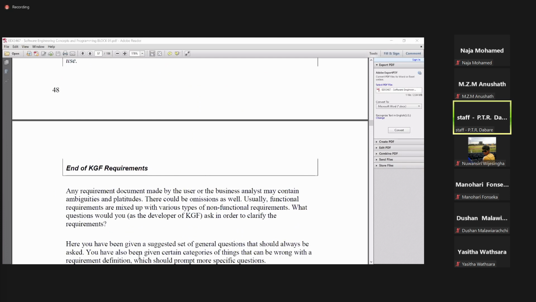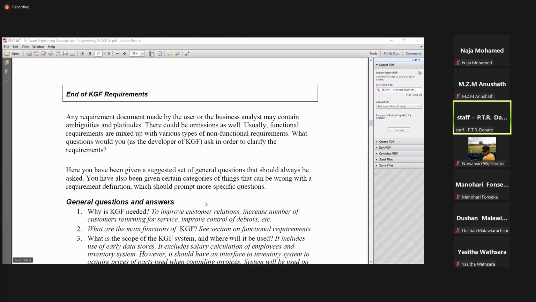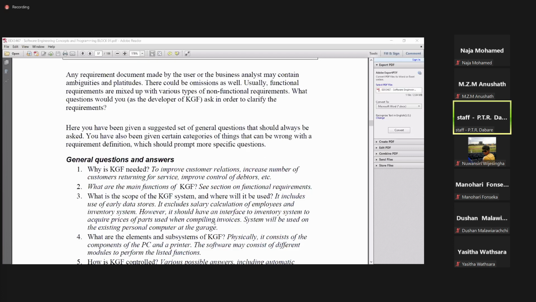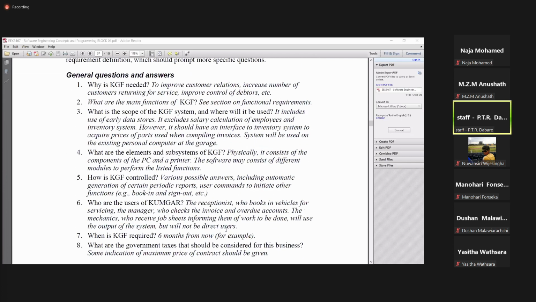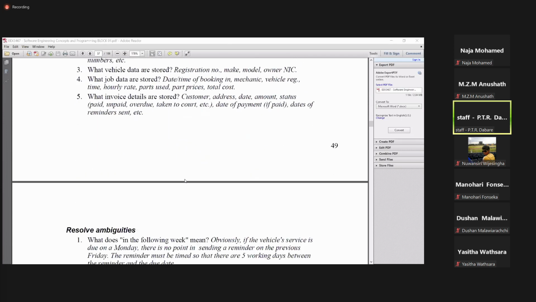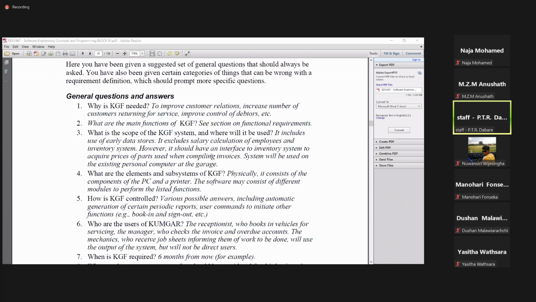So read this whole thing, and then you'll understand there can be issues, right? Why do we need this? What are the main functions? What is the scope? What are the elements and subsystems? How is it controlled? Who are the users? Why is it required? When is it required? And so many things. These are the questions that you also have to ask the shop that you select.